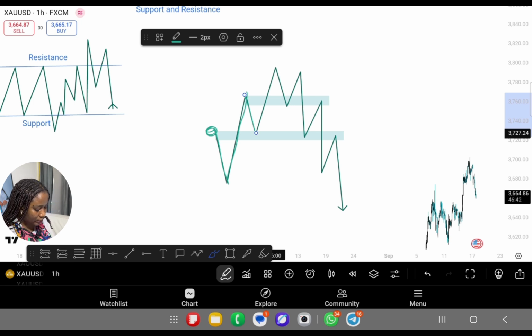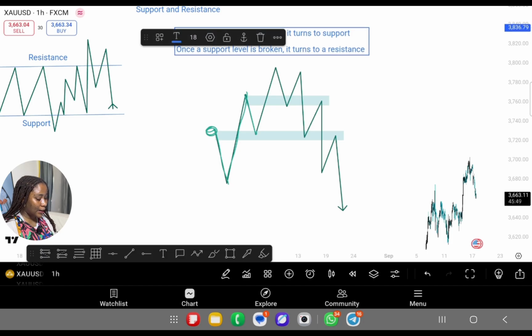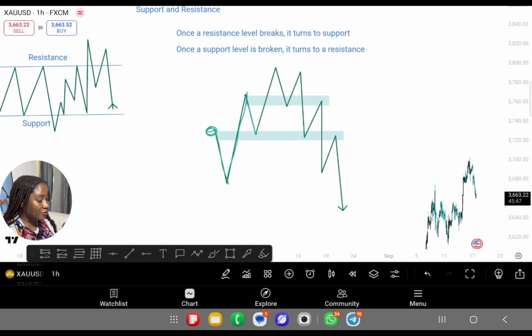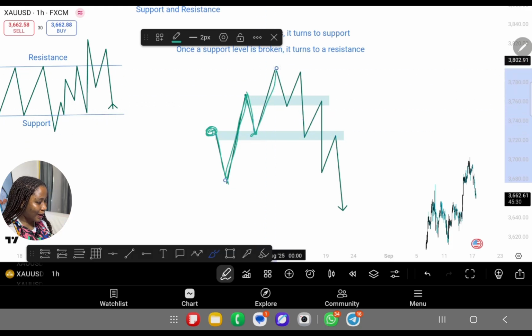Let me write it down so that you will never forget it. Alright, always have this at the back of your mind. Once a resistance level is broken, it turns to support. And once a support level is broken, it turns to resistance. Now, you can see this, our resistance level. Immediately it was broken, price went all the way up and then came back, used it as a support, and then pushed higher.